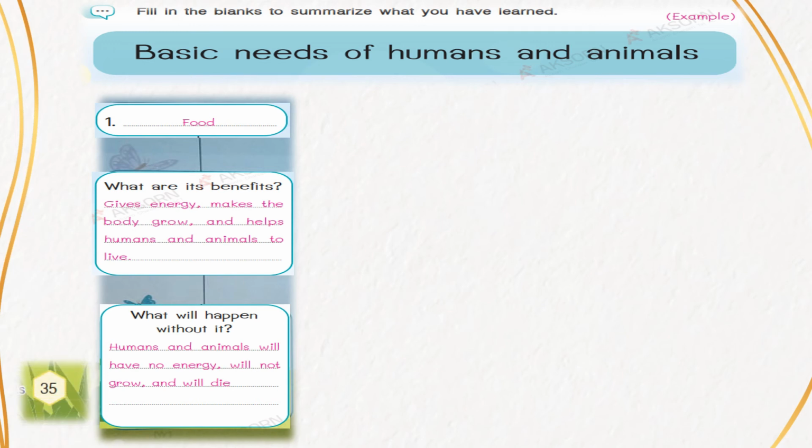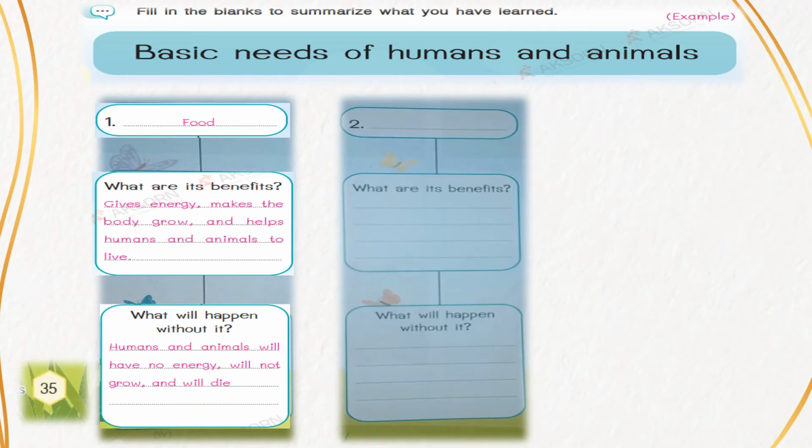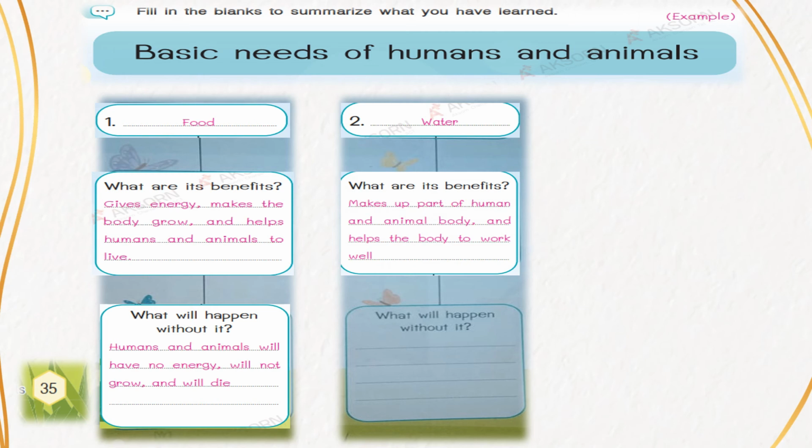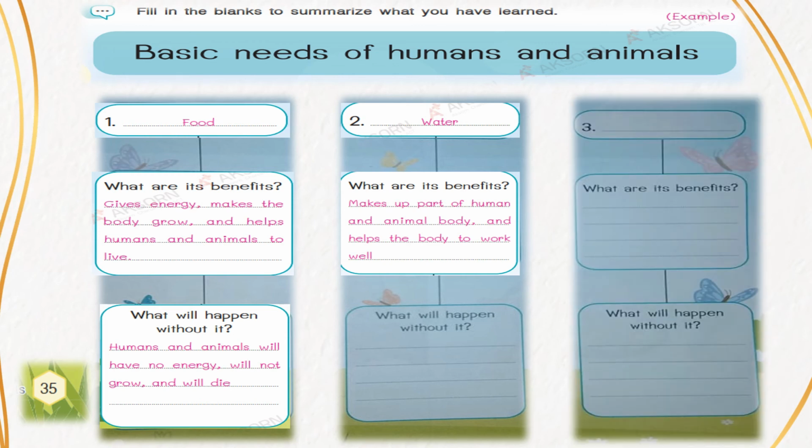Next, number 2. What is number 2? Okay, very good. That is water. What are its benefits? Makes up parts of human and animal body and helps the body to work well. Okay, next is what will happen without it? And number 3, what basic needs of humans and animals? Please continue to answer.